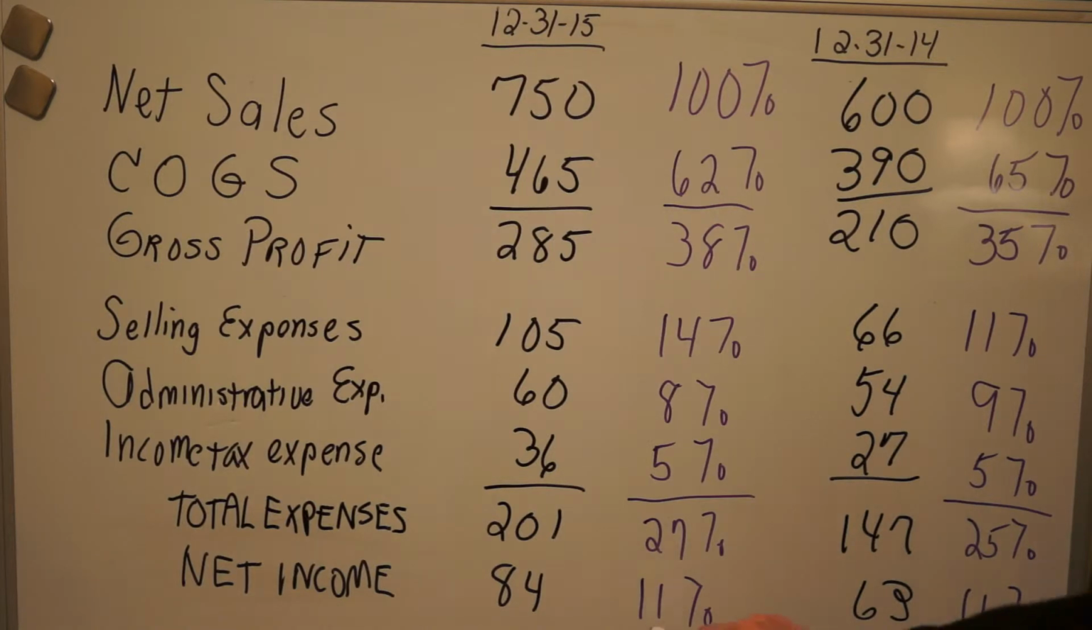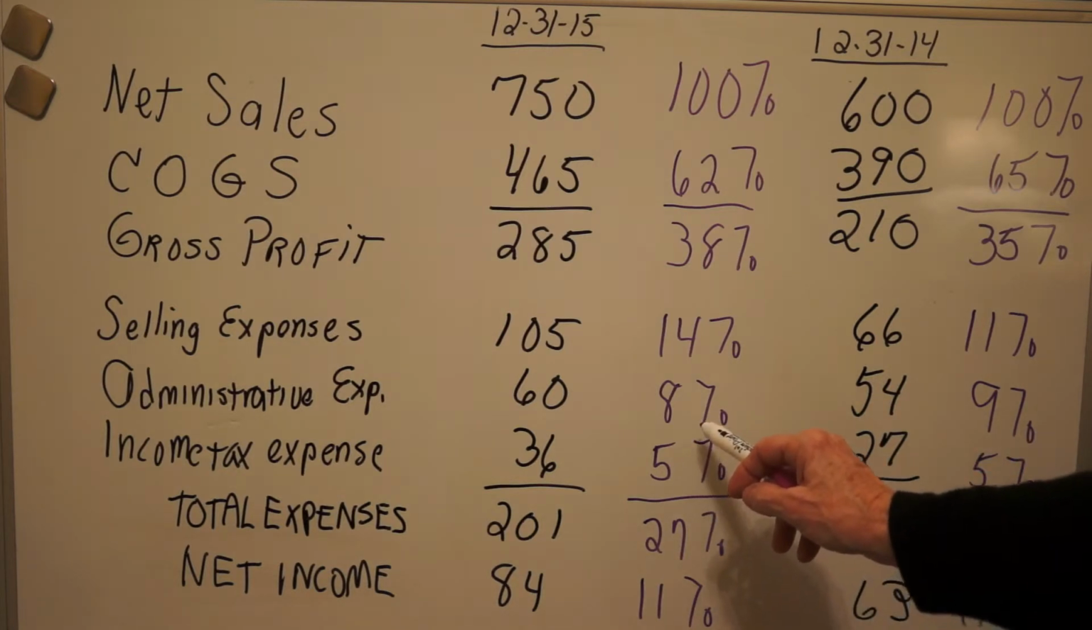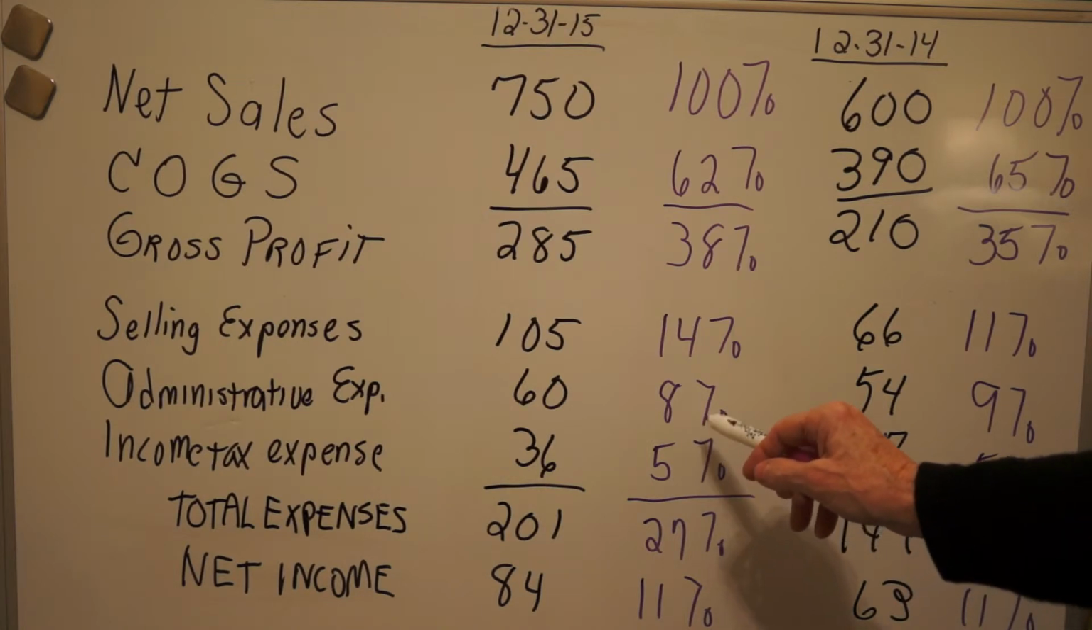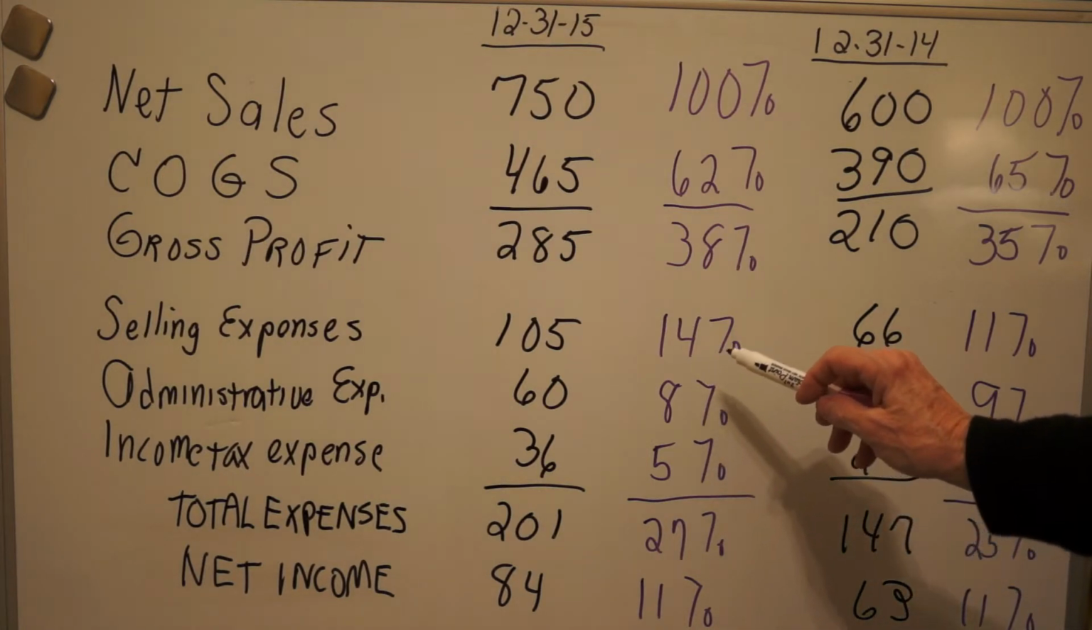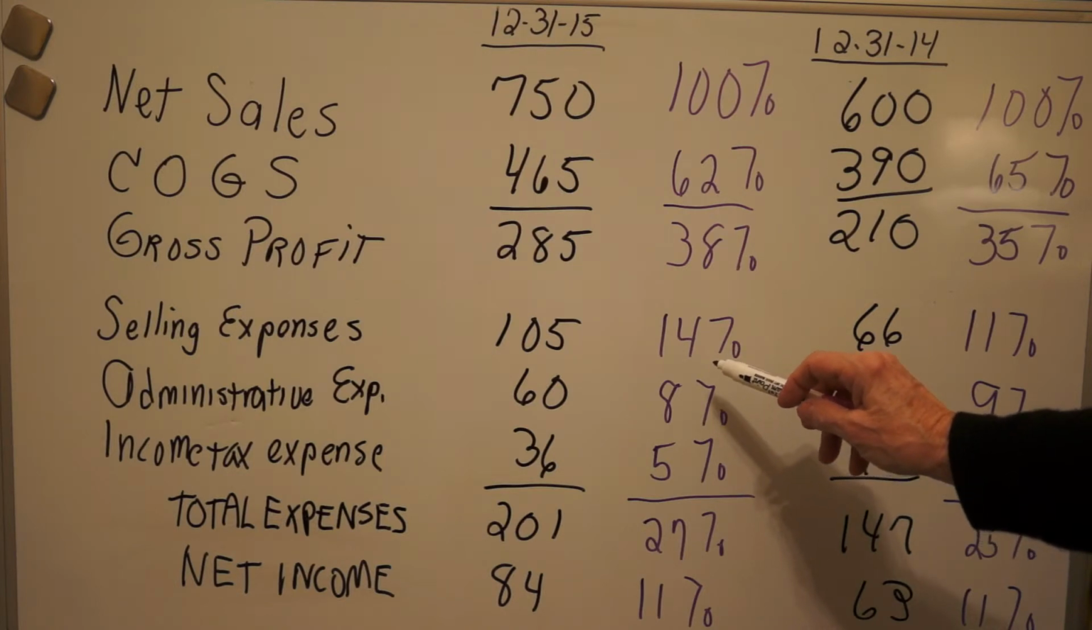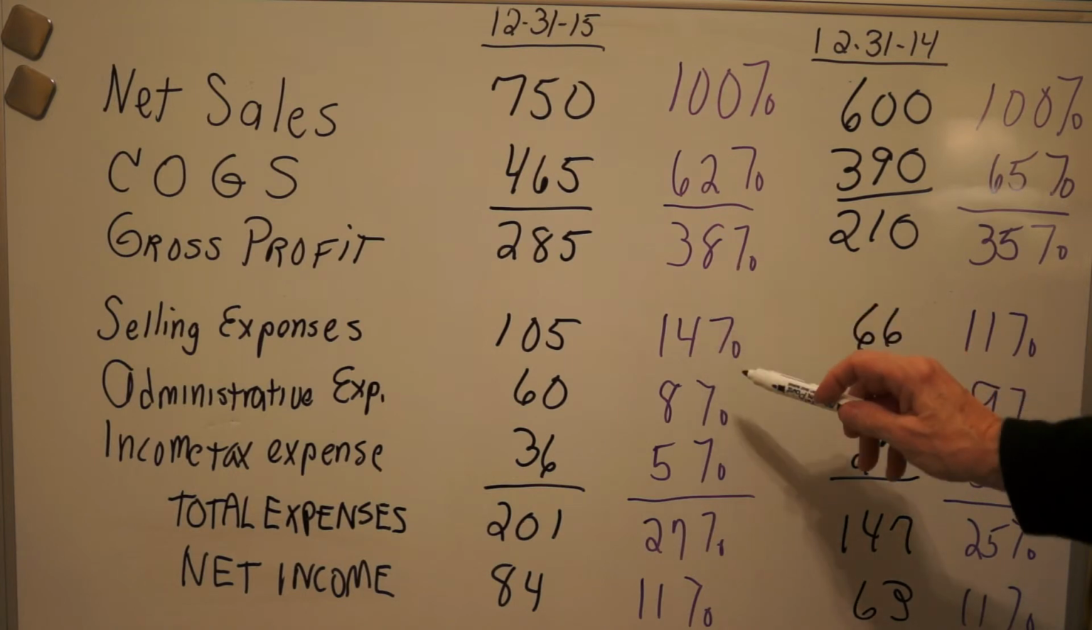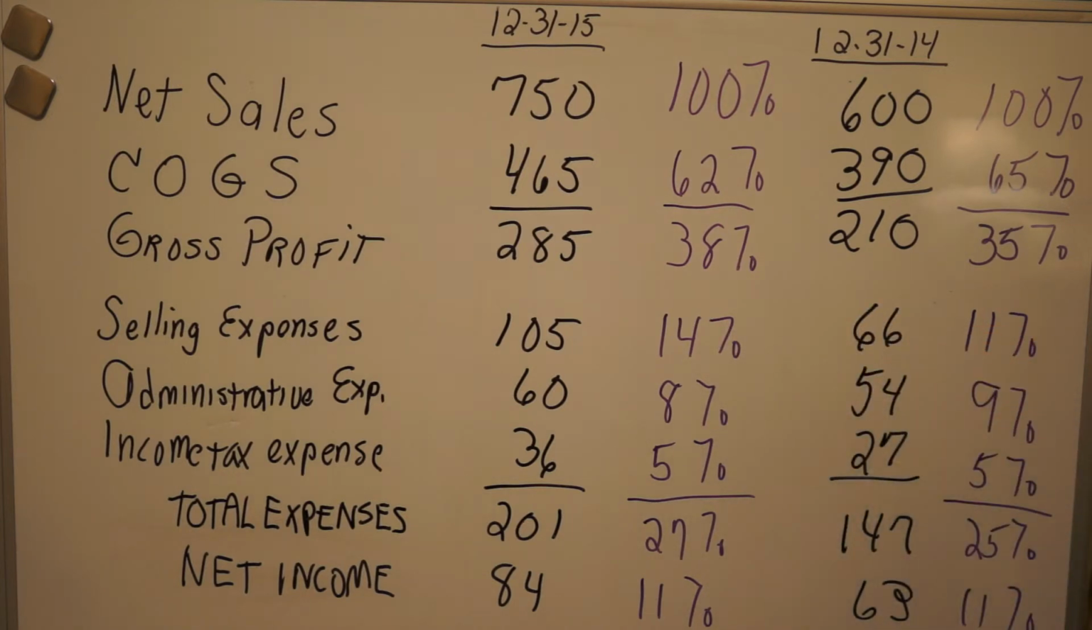Okay, so our net income, 11% of net sales both years. Okay, that's kind of in line. Our income tax expense consistent from year to year. Our administrative expenses dropped slightly in terms of the percentage of net sales. However, our selling expenses increased as a percentage, so that might be something we'd want to take a little look at.